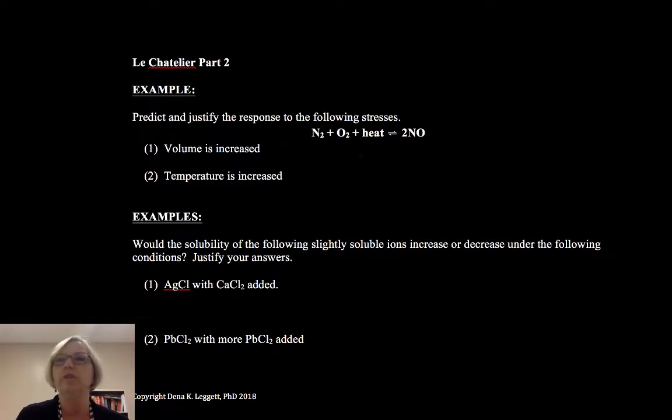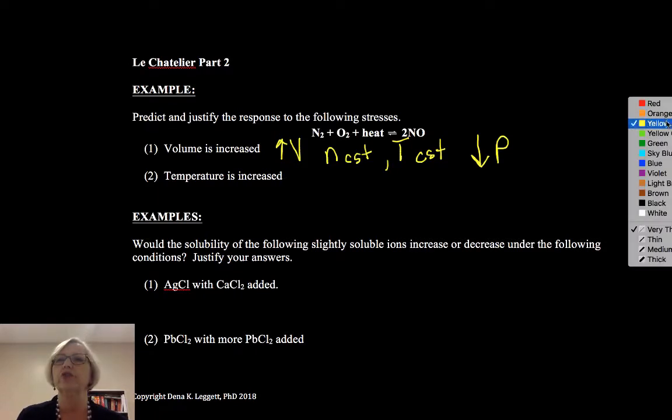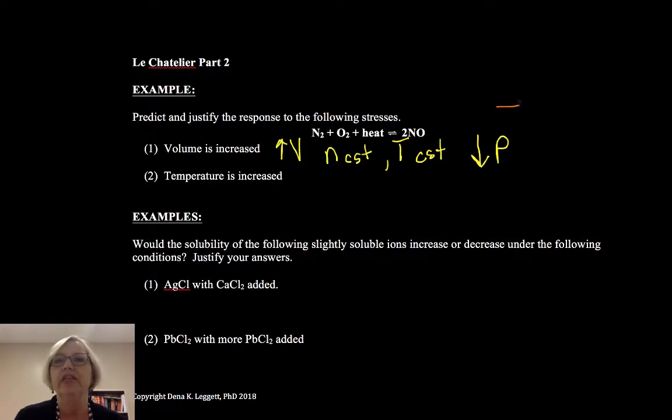In this case, volume is increased. So if I increase volume and my moles are constant because I haven't added any gas, and my temperature is constant because I didn't change the temperature, that means I have to decrease the pressure. Okay, partial pressures are decreased. And we're always going to counteract that decrease to relieve that stress, so we need to shift in a direction that will increase the pressure to counteract that decrease in pressure.